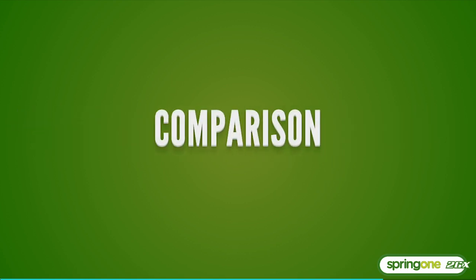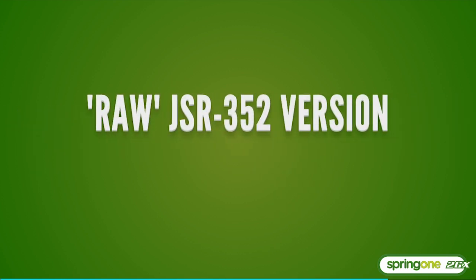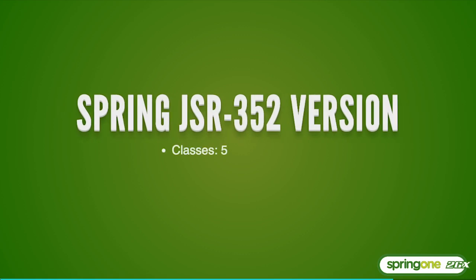There we go. So as a comparison, really quick, the raw JSR, like I said, was 8 classes and about 800 and a quarter lines of code. 300 of those are the mapping, I'm being fully honest. The Spring version, though, is only 5 classes with 596 lines of code. Again, that includes the 300 lines. So you're looking at about 500 versus 200 lines, realistically.